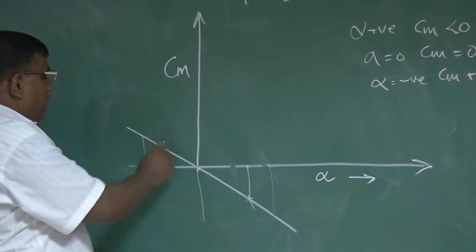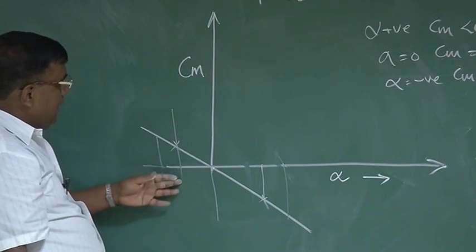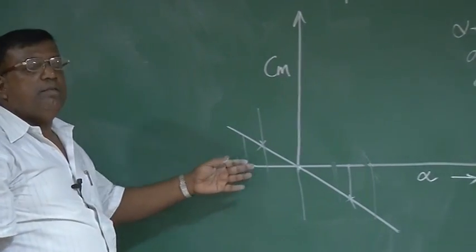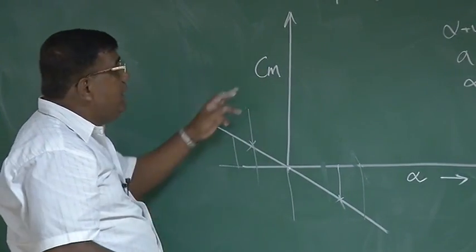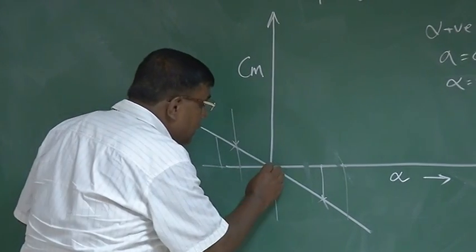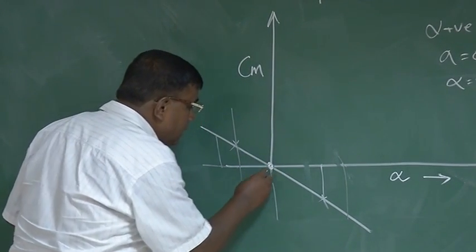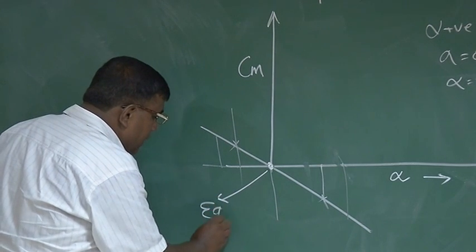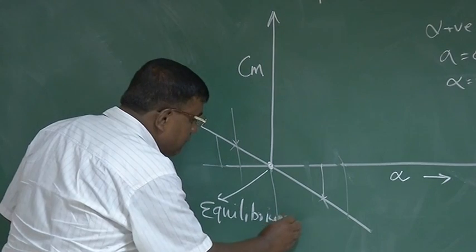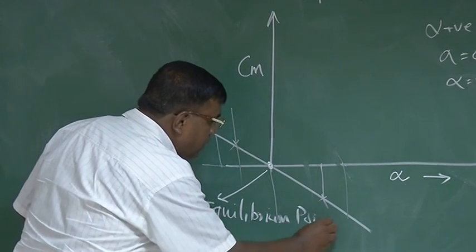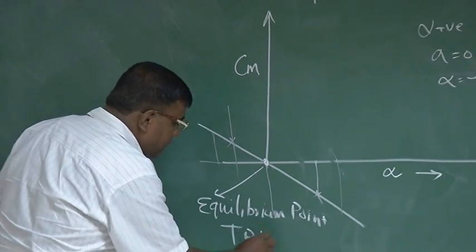Can this be the equilibrium point? No, because at this point there is an unbalanced moment. So what is the equilibrium point? Equilibrium point here is that point where Cm is 0. So this is the equilibrium point. Okay? This is the equilibrium point, or we also call it trim point.